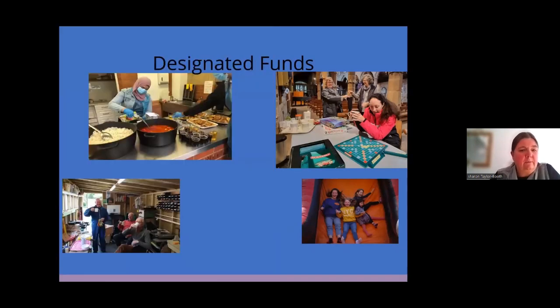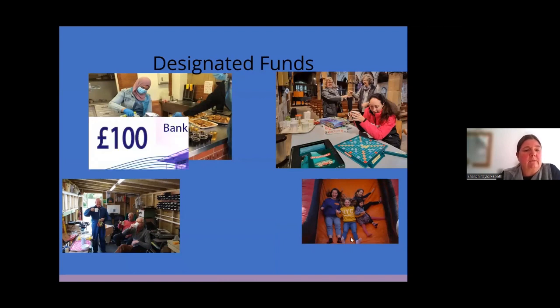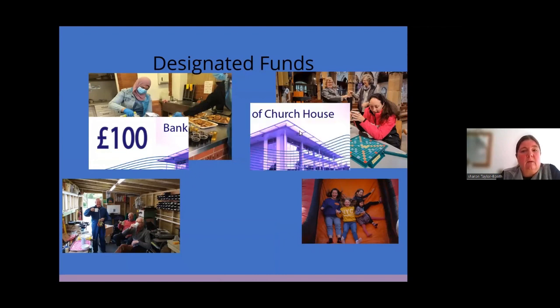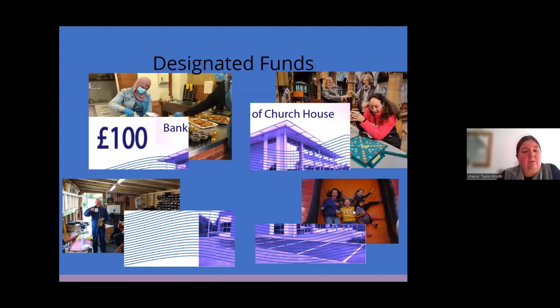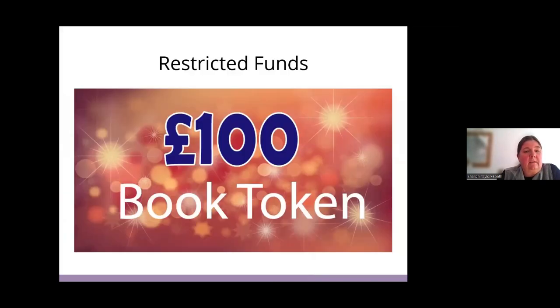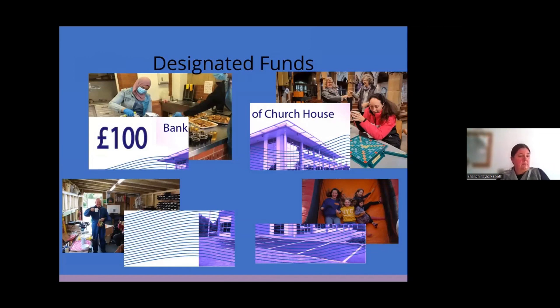Designated funds is when we have been given our £100 and we decide, right, we're going to put a little bit of it to our drop-in cafe, a little bit more of it to church events, some more to the Saturday gardening group, and some of it to children's ministry. But ultimately, that £100 is still our £100, and if we chose not to spend it on that particular purpose, we don't have to.